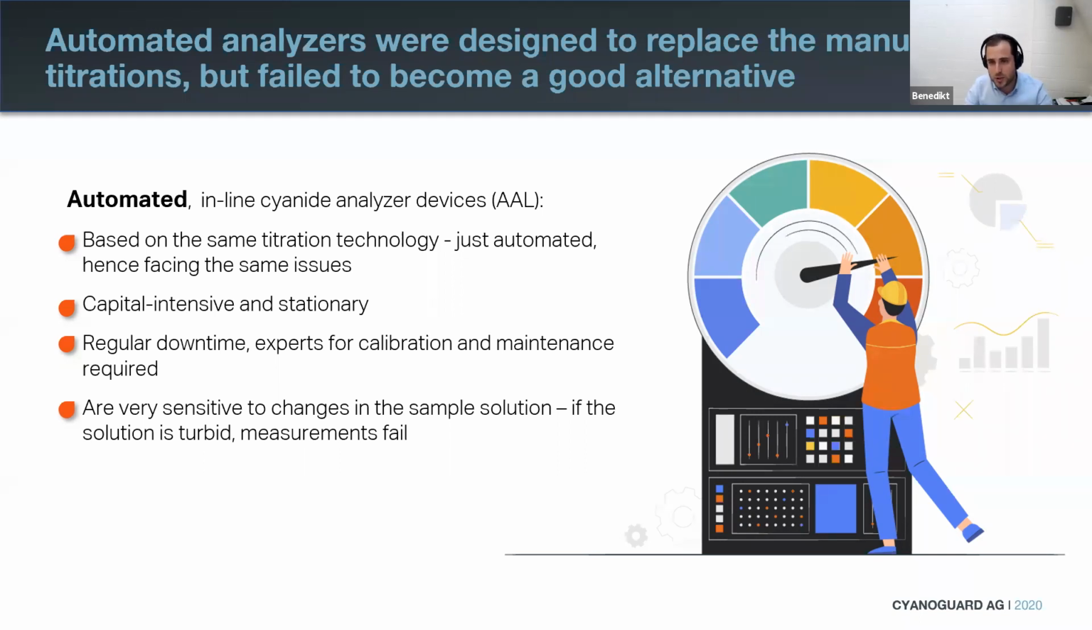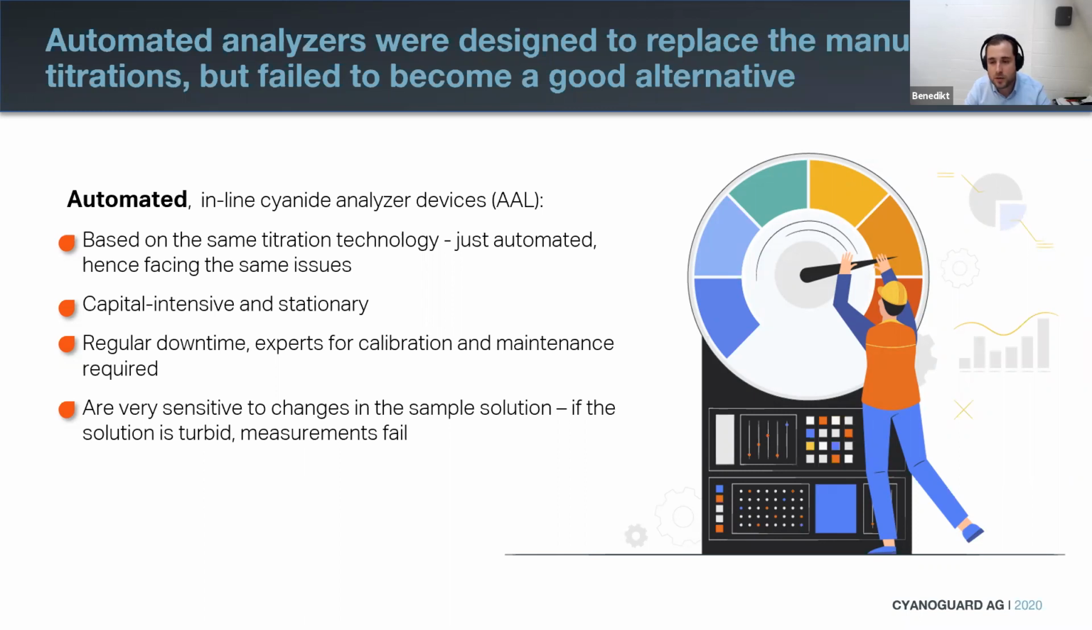While the automation was certainly very beneficial for many parts in the process, the automation itself also created drawbacks. The analyzers, as some of you might know, are capital intensive and stationary and require regular maintenance and calibration. And these two points, maintenance and calibration, if they're not done properly, they can lead to the creation of a systematic error. So if the calibration is not done right, you will have an error throughout your entire measurement process.